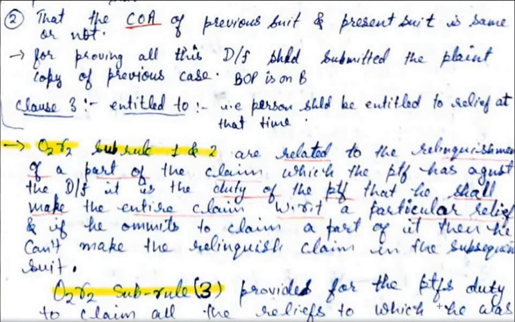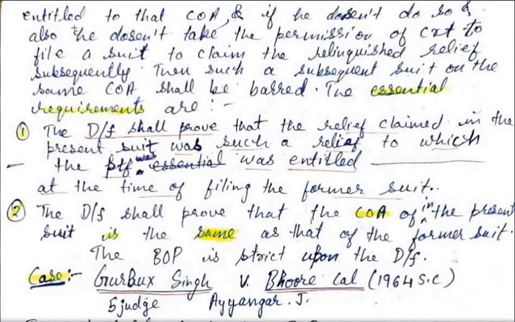Order 2 Rule 2 Sub Rule 3 provides for the plaintiff's duty to claim all the relief to which he was entitled on that cause of action, and if he does not do so, and also he does not take the permission of the court to file a suit to claim the relinquished relief subsequently, then such a subsequent suit on the same cause of action shall be barred.